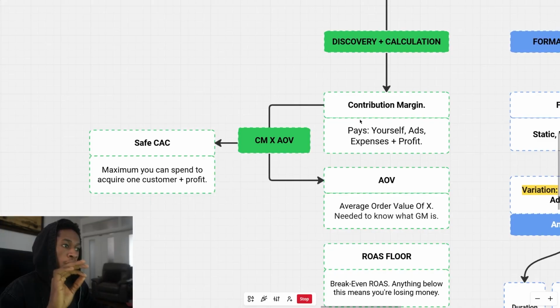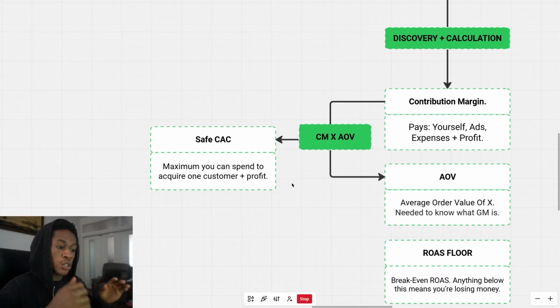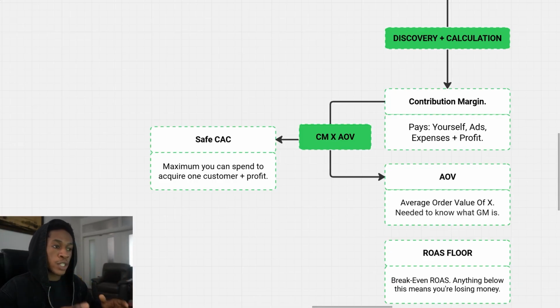Now, the reason why we have to calculate the contribution margin and get the average order value with the gross margin is because we times this together to find our safe CAC. Before you run ads on your clothing brand, it's very important that you know how much it's costing you to acquire a customer. This is a very important metric because we use this to be able to find out whether we can scale or not.